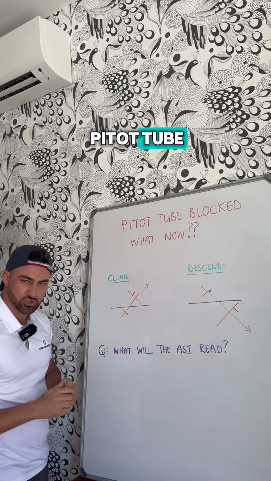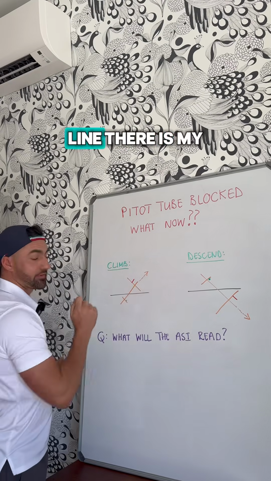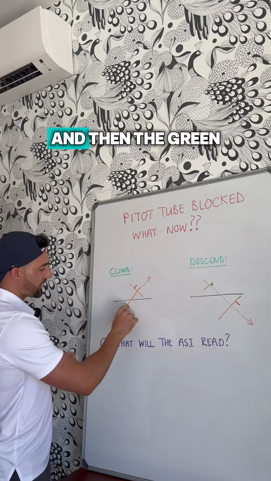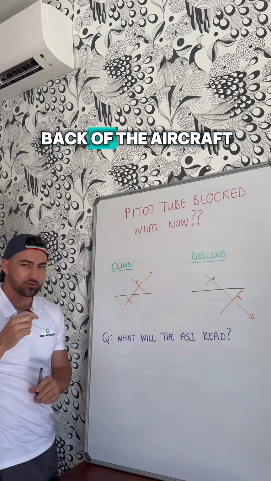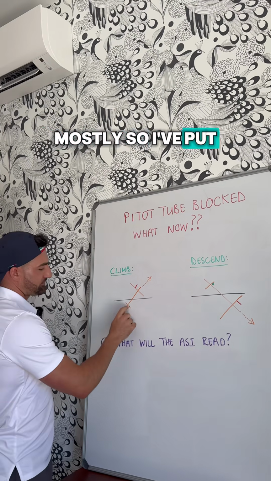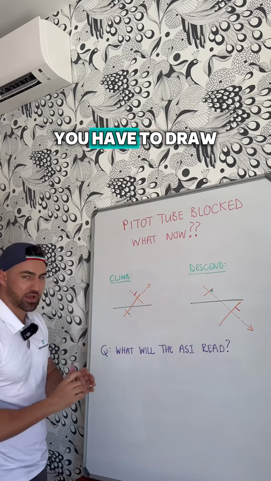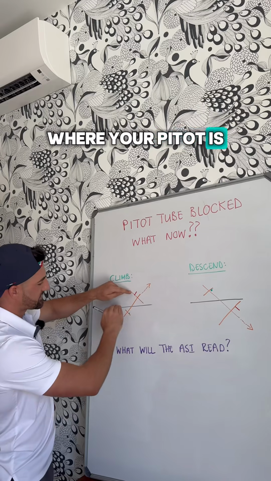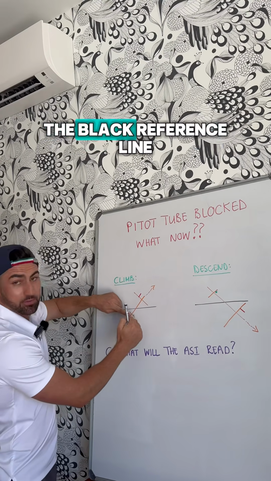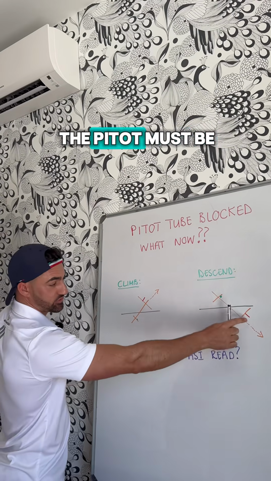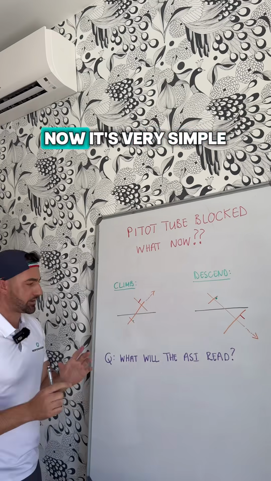Typically you'll find the pitot tube of an aircraft towards the front on the left wing, so the red little line there is my pitot tube, and the green is my static port. You typically find that towards the back of the aircraft mostly, so I've put that green dot there and that green dot there. The important thing is that when the aircraft is in the climb, you have to draw your picture where your pitot is above the black reference line and your static port must be below the black reference line. And the opposite there: the pitot must be below the black reference line and the green static port must be above.